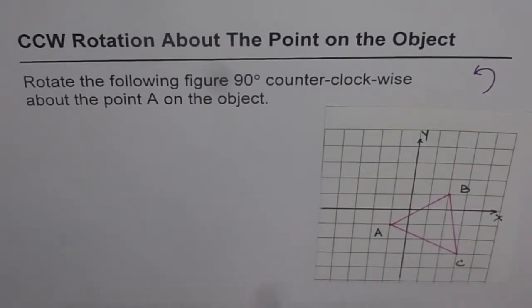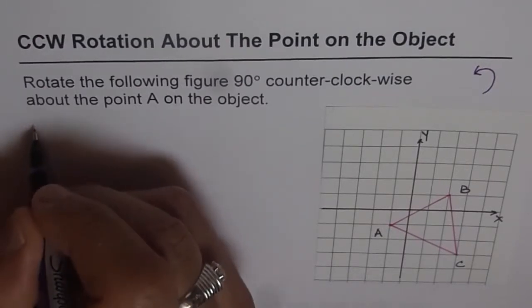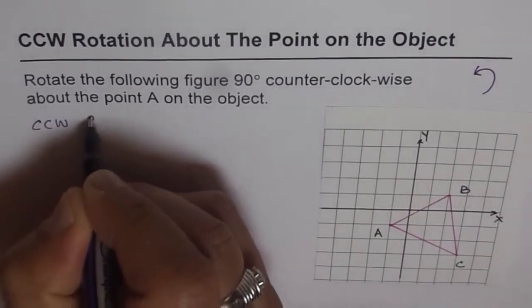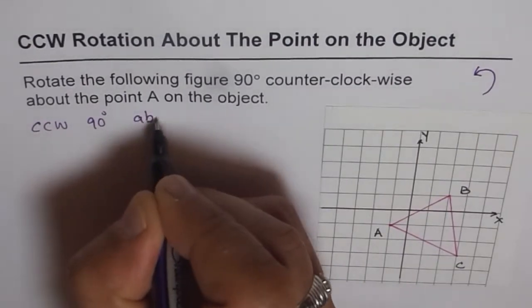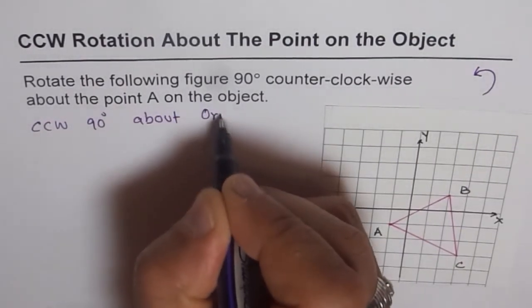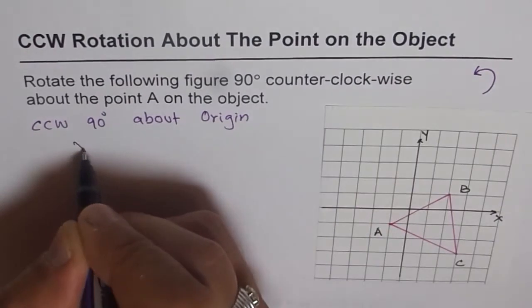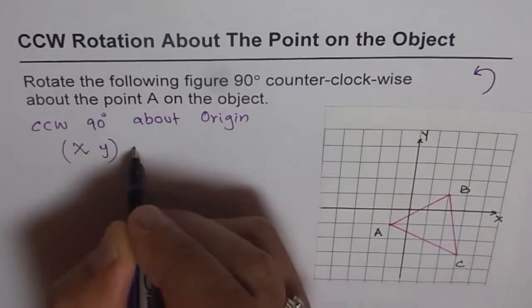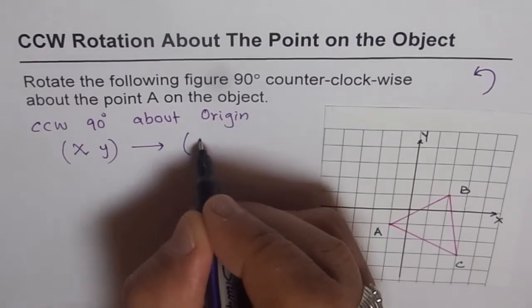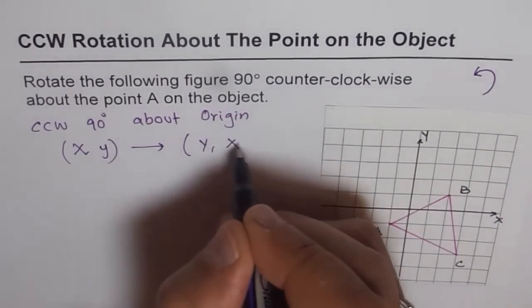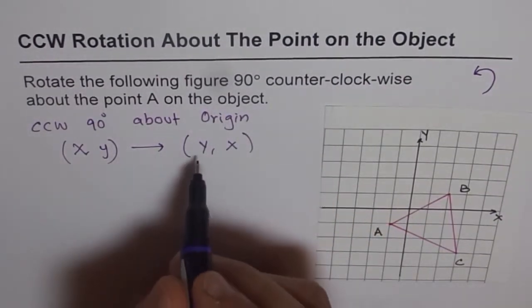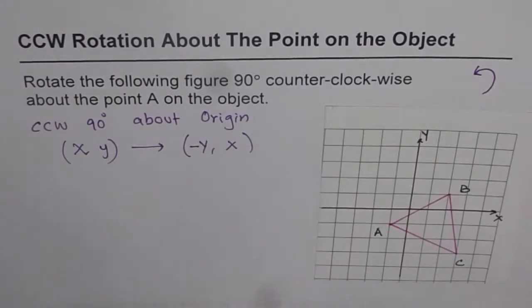How are you going to do that? Well, you know how to rotate counterclockwise when a point is given at the origin. That means rotating about the origin, you know how to do it. And the rule for that is, if you have to do counterclockwise 90 degrees about origin, then the coordinates x and y swap. They become y and x, kind of interchange, and then you change the sign for x, right? So that is the rule.